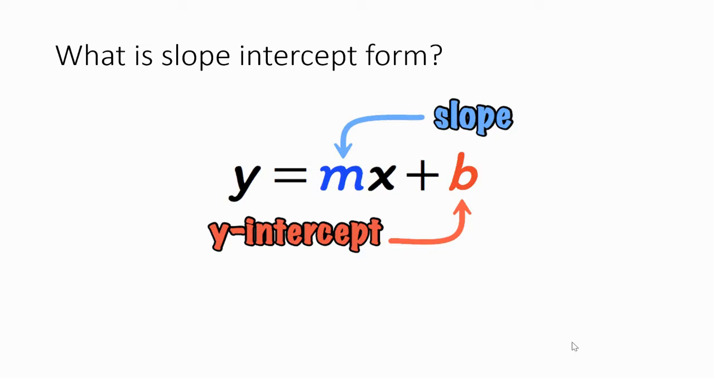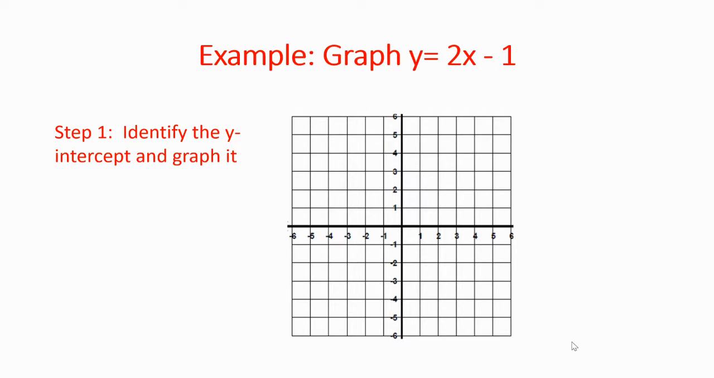For those that need review on slope, please watch my other video on slope where I go into the details of how to find it, how to calculate it, and what it actually means. So in this example, graph y equals 2x minus 1.